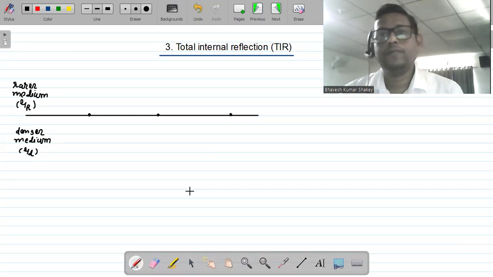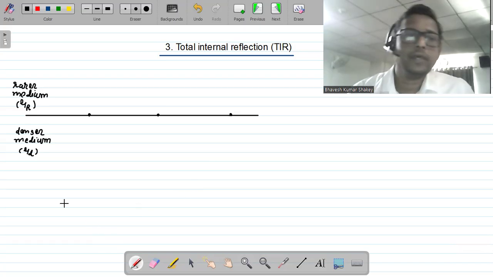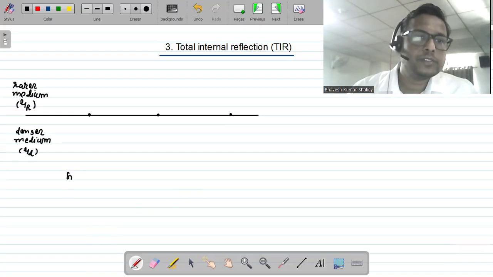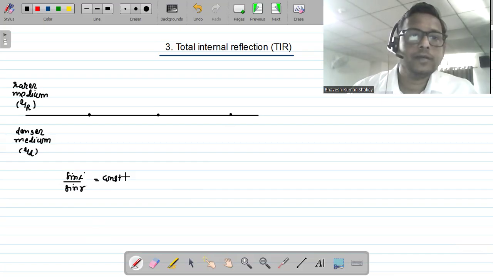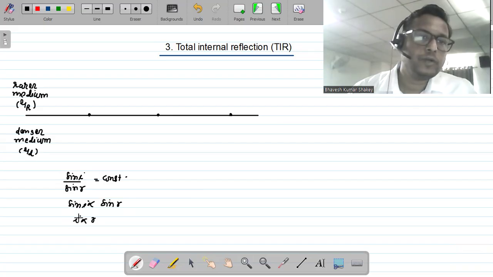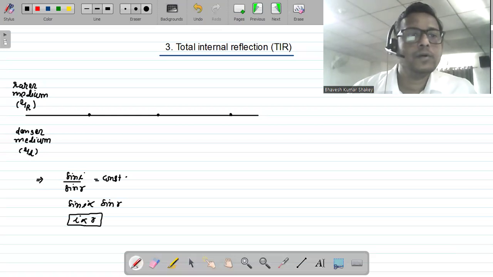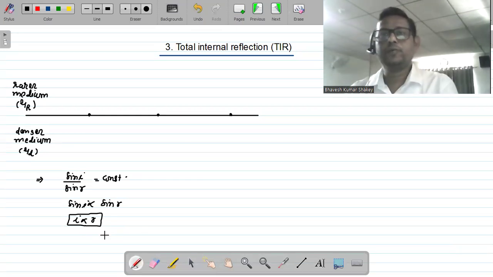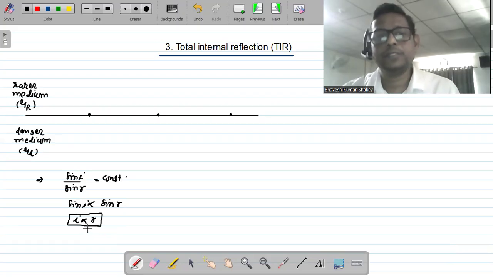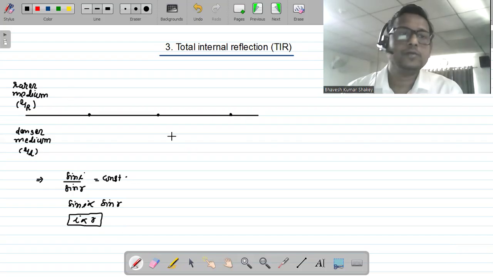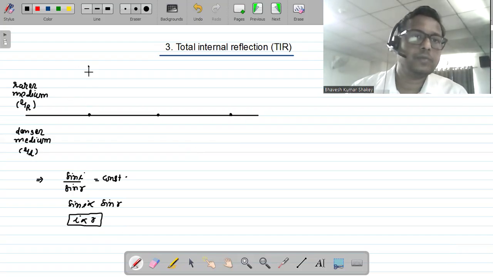We know what Snell's law is. We already studied Snell's law. Snell's law said that the ratio of sin i by sin r is constant. So by this I can say that sin i is proportional to sin r. Also I can say that i is proportional to r. So by Snell's law, if you increase the angle of incidence i, the angle of refraction will also increase. Okay, so let's see these cases one by one.